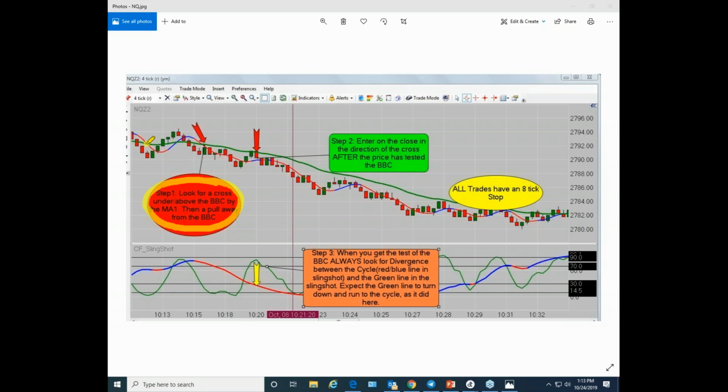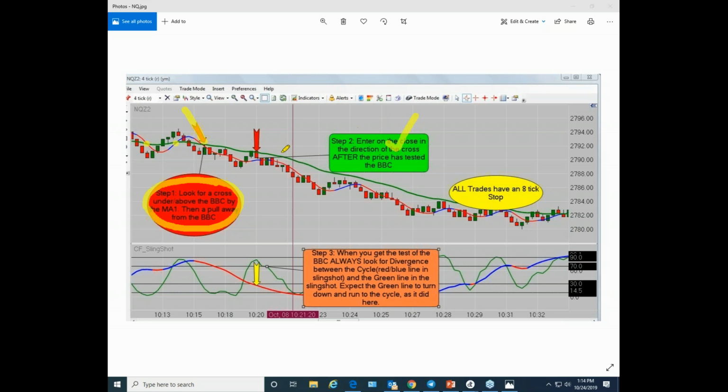When the MA1 crosses the BBC and the MA1 is red, that's a bearish cross. When the MA1 is blue crossing the BBC, that's a bullish cross. We have one highlighted here. That is a bearish cross because the MA1 is red. That lights the match. That puts everything in motion. As soon as you get the cross, now you're ready. It's game on, you need to be on alert, because after step number 1, after the cross, we're looking for step number 2.